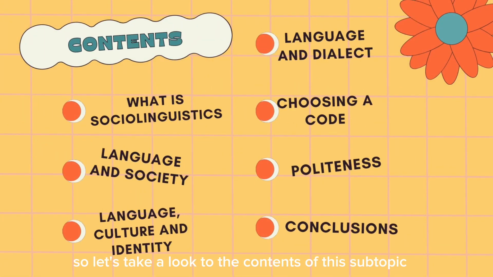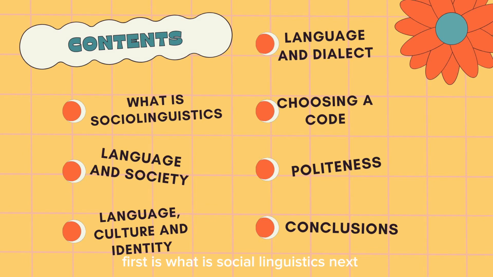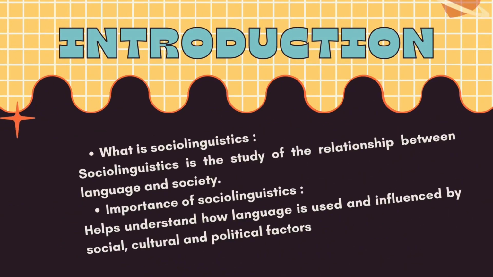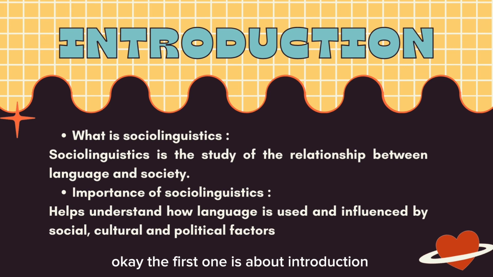So let's take a look at the contents of this subtopic about sociolinguistics. First is what is sociolinguistics? Next, language and society. Next, language, culture and identity. Next, language and dialect. Next, choosing a code. Next, politeness. And the last one is about conclusion. Okay, the first one is about introduction.